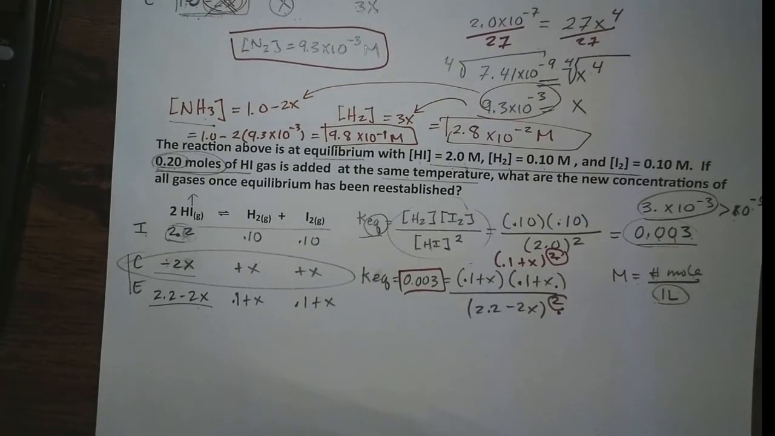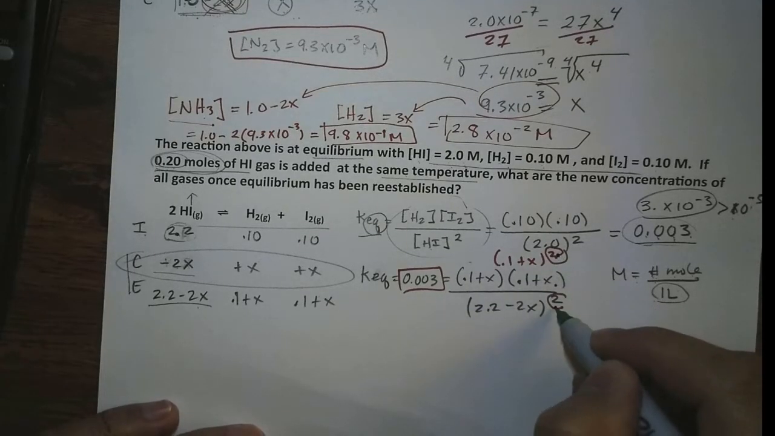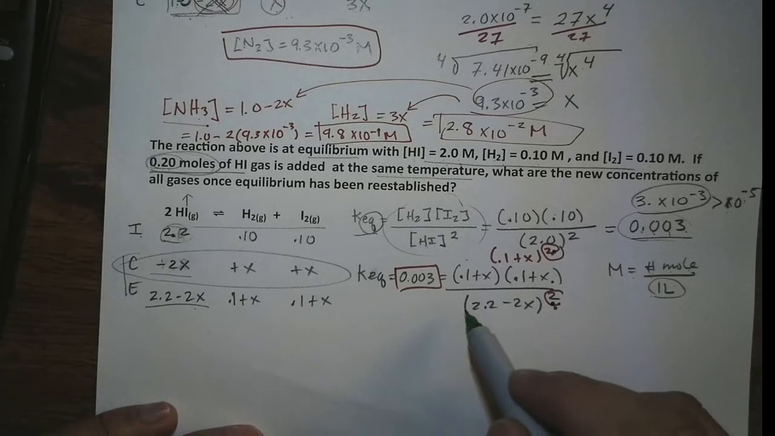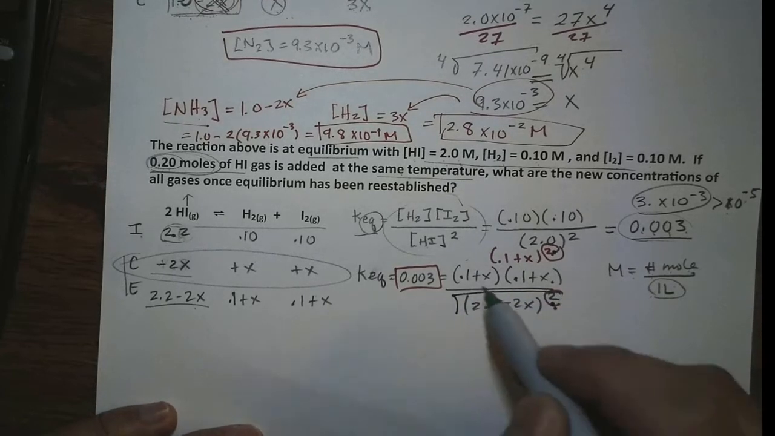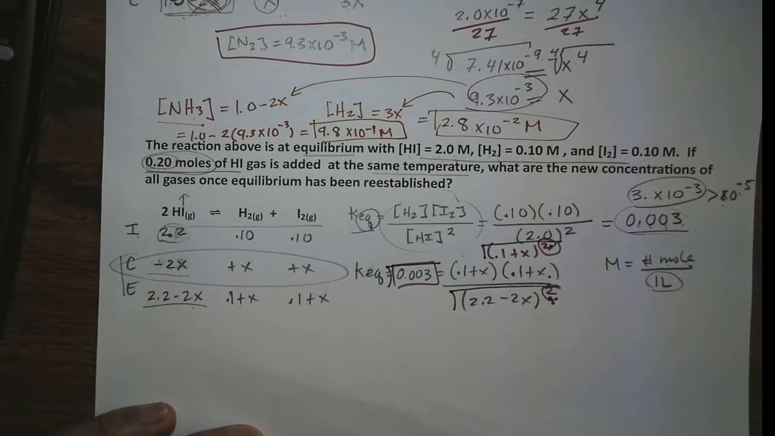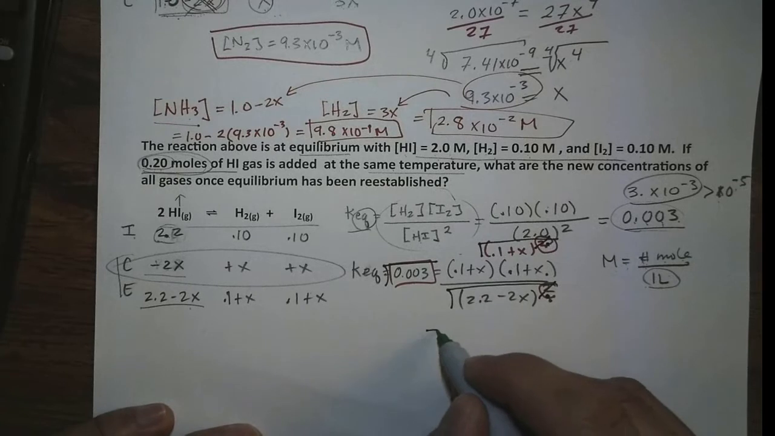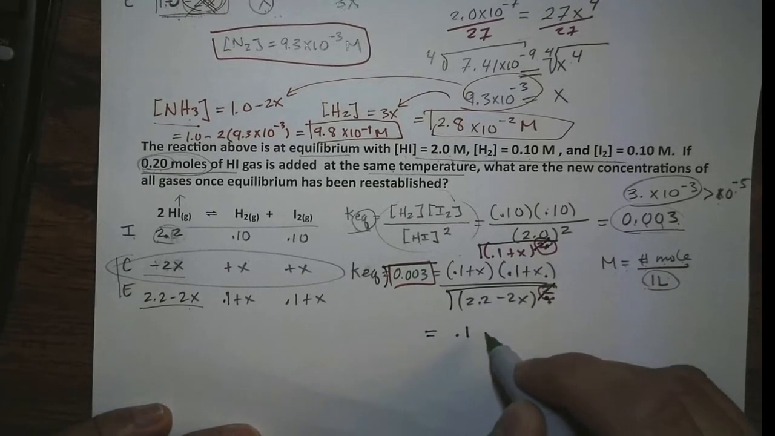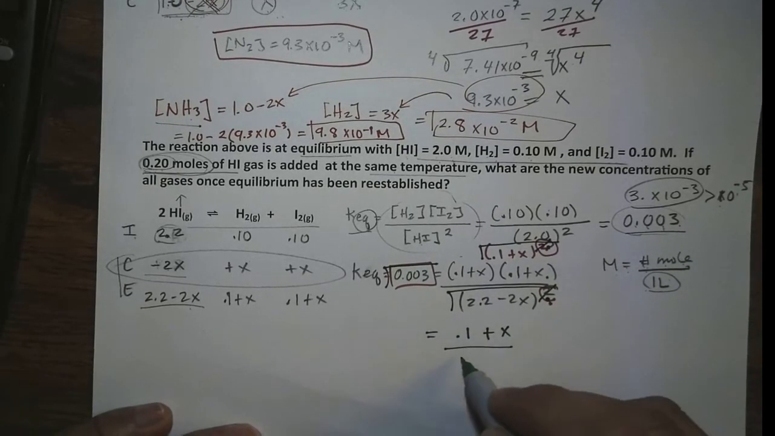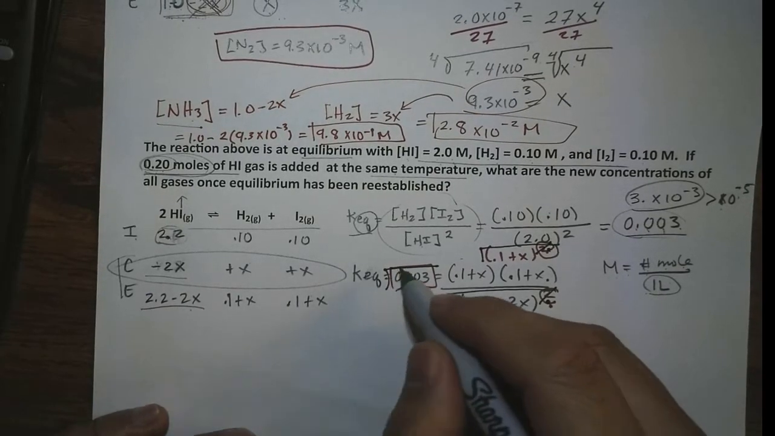It doesn't have a variable in it. So what can we do to this problem? A very beautiful problem, because if we have to the power of two on both sides, we can actually square root them all. That would eliminate the squares. So what we have here is going to be 0.1 plus x over 2.2 minus 2x. But we have to square root that.